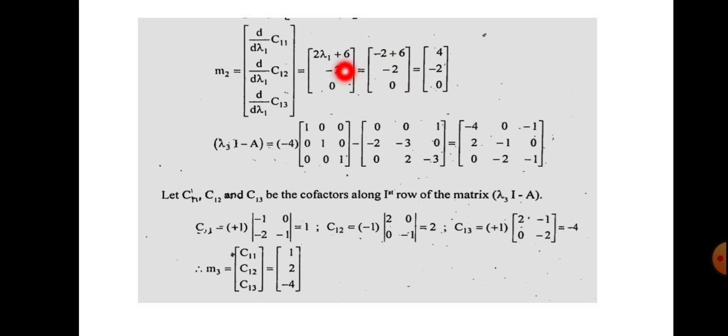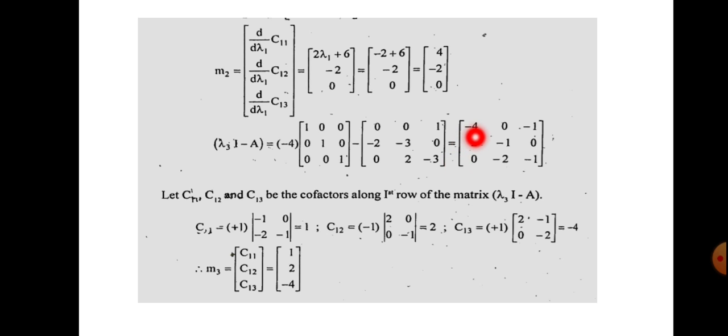And when you put the value of lambda 1 as minus 1, you will get 4 minus 2 0. So you can find M1 and M2. So in the case of multiplicity, M2 is found by using this equation. That is the point you have to remember here. Similarly, you can find the corresponding eigenvector or the corresponding modal matrix column for lambda 3. So you can directly substitute lambda 3 as minus 4 in lambda I minus A, where I is the identity matrix and A is the system matrix. So you will get the matrix like this.